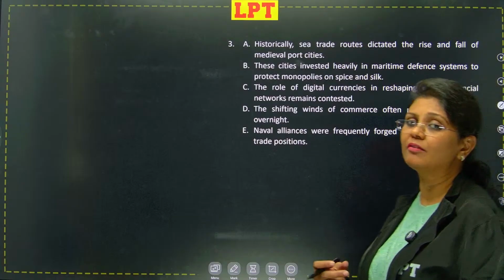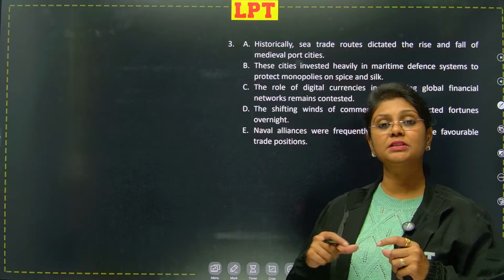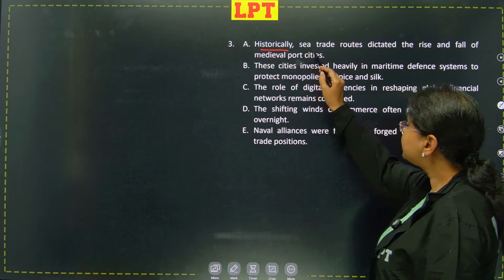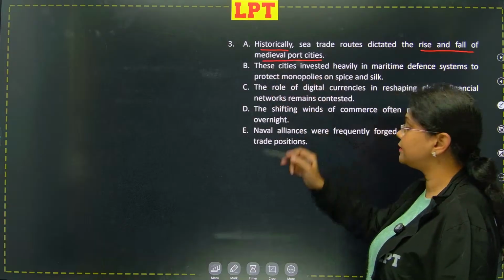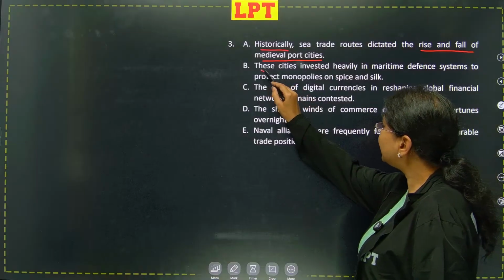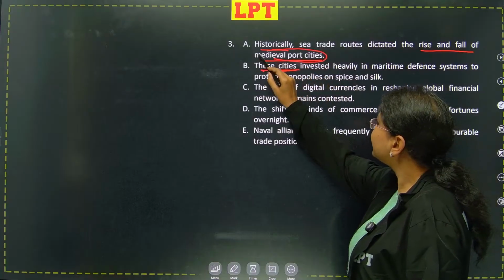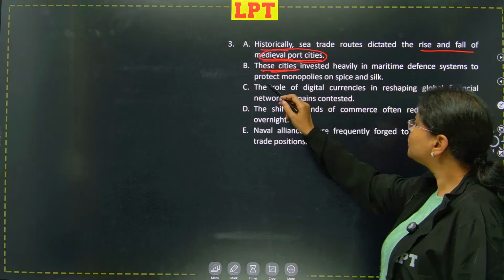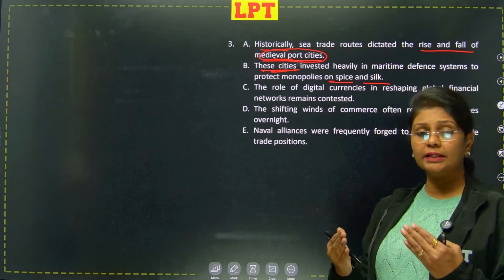All right, I think you would have got your answer by now. Let's evaluate this question and try to figure out which sentence does not belong to the rest of the four statements. Now, A says historically, sea trade routes dictated the rise and fall of medieval port cities. So this gives us a topic of discussion. B says these cities invested heavily in maritime defense to protect monopolies on spice and silk. So we did find a common ground here.